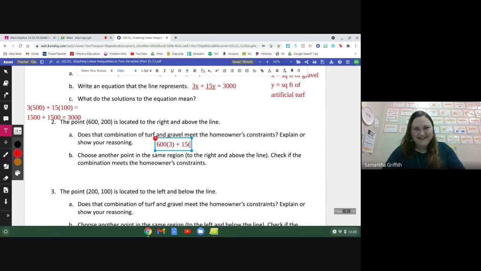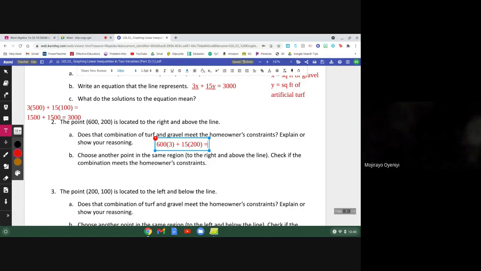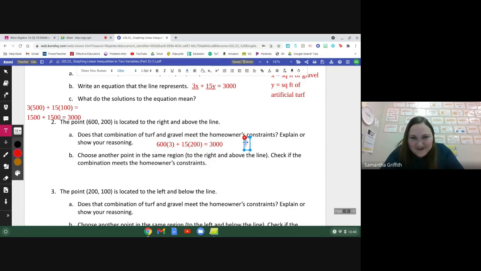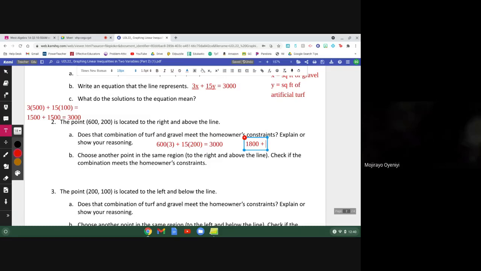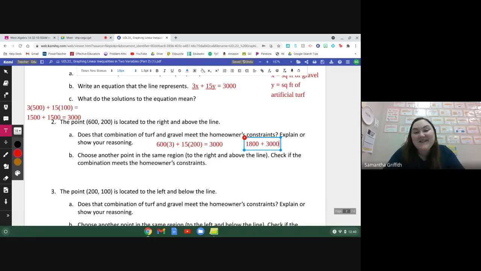You didn't even finish doing that math. You're just like, no, it's going to be above. No, it's above the budget. So yeah, we can finish that math. 600 times 3 is 1,800. 15 times 200 is 3,000, which I agree, that's going to be above the budget. 3,000, yes. You do all that math, it ends up being $4,800.